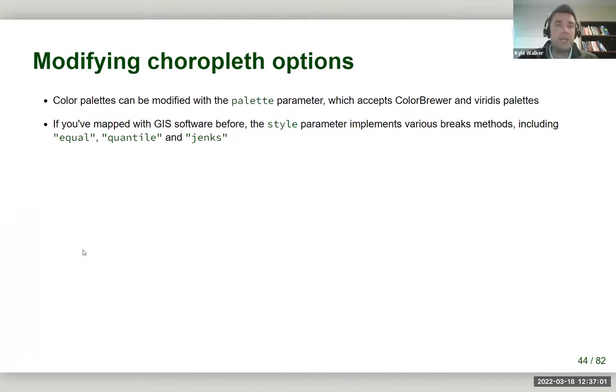You can change color palettes with the palette parameter. If you're familiar with Color Brewer or Viridis color palettes, you can grab any of those. If you've mapped with GIS software before, the style parameter implements various breaks methods. You can use equal intervals. You can use quantiles where you have an equal number of observations in each bucket. Or you can use the natural breaks Jenks algorithm, which looks for naturally occurring divides in your data.